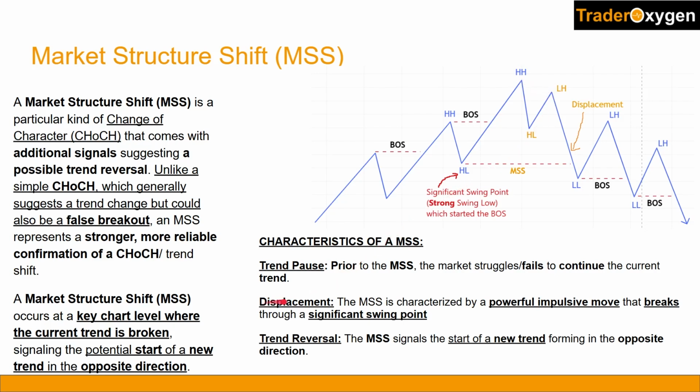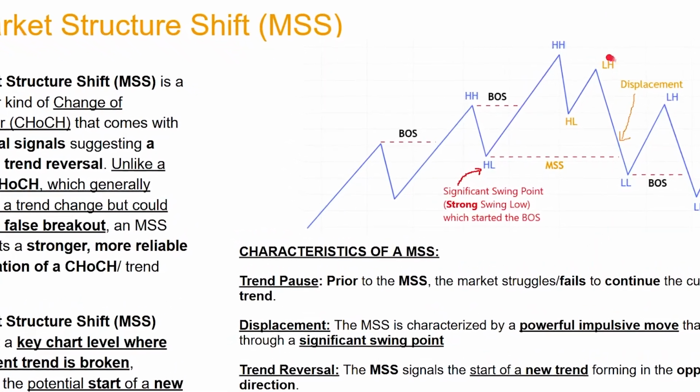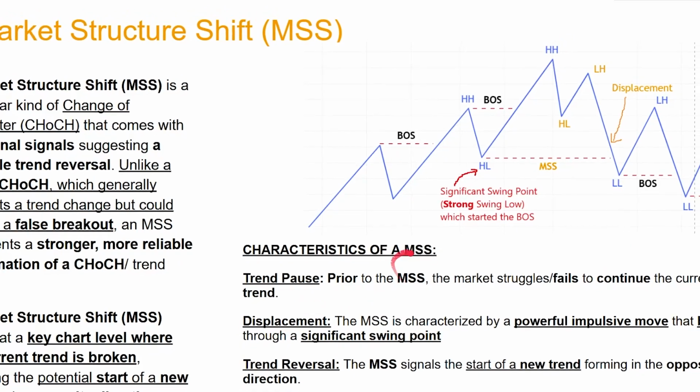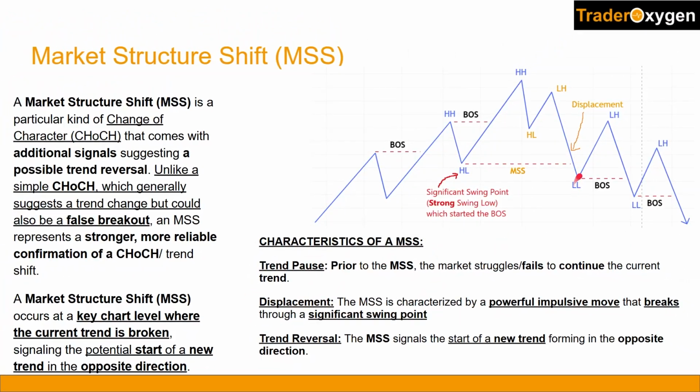And then after that, you see a significant displacement. That's a powerful impulsive move breaking a significant swing point. That means this is the displacement. It's a powerful impulsive move going down, breaking this significant swing low. That displacement is an important characteristic of a market structure shift. And after that, you will see the trend has started to reverse. So this extra trend pause and these significant displacements make market structure shifts more powerful compared to change of character. So market structure shifts are a more powerful change of character.